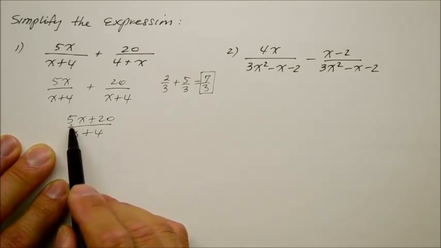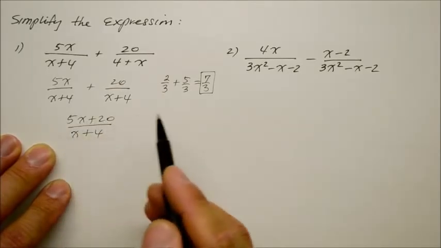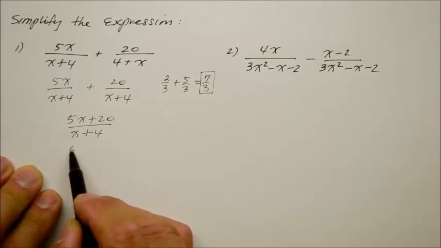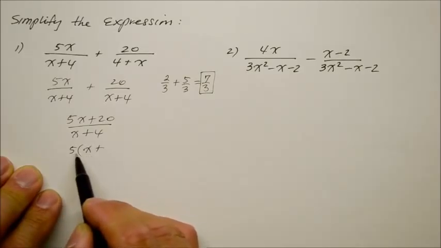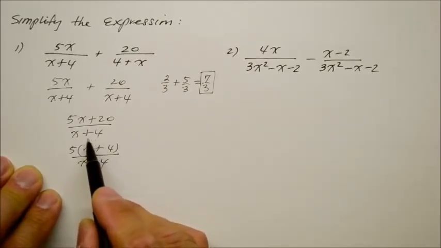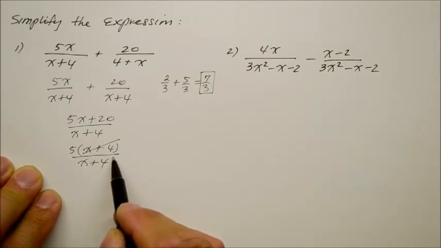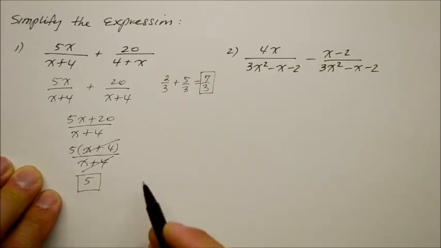But wait. Do 5x and 20 have something in common? Do they share a same factor? And you say, yeah, they're both divisible by 5. So let's factor out the 5. Then what you get is x plus, well, 5 times 4 is 20. And whoa, look at that. There's already an x plus 4 on the bottom. So the identical binomials can simplify. So your final answer is 5. Nice.